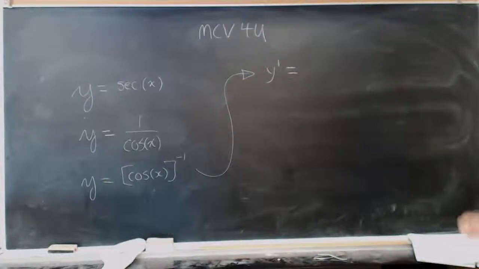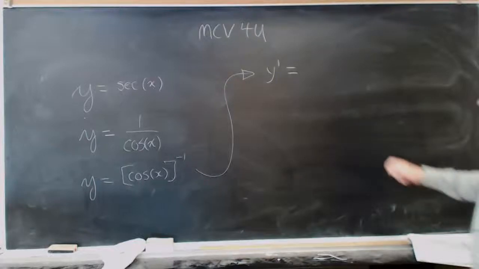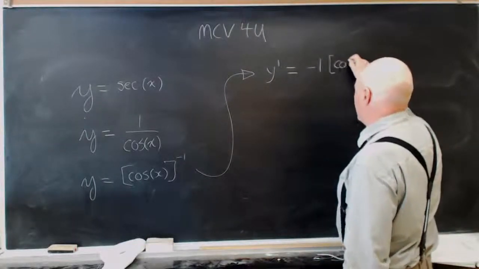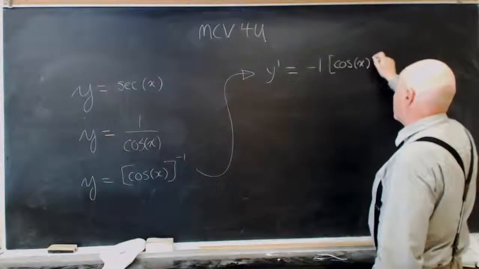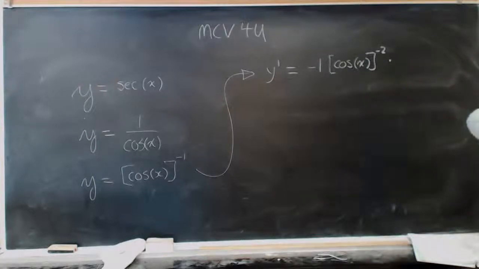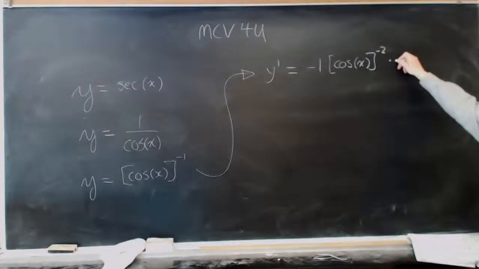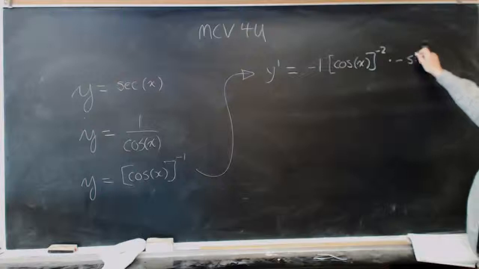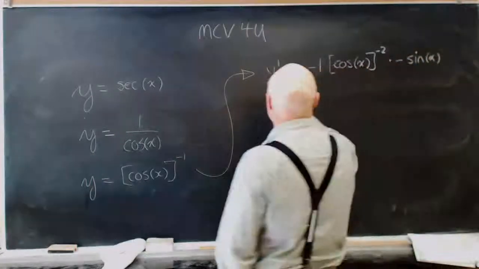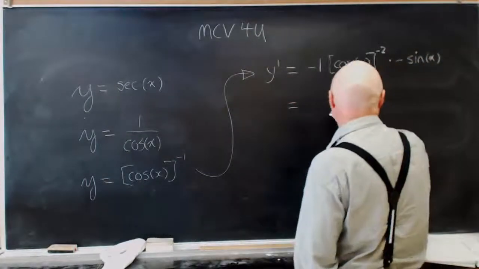When I take the derivative, so negative, actually it's not negative. So -1 times cosine of x to the exponent -2. I'm not done. What do I need to do now? Have to do the inside, yeah. And the derivative of cosine is negative sine x. Okay, so it's starting to look like it needs to be cleaned up. Let's clean this up.